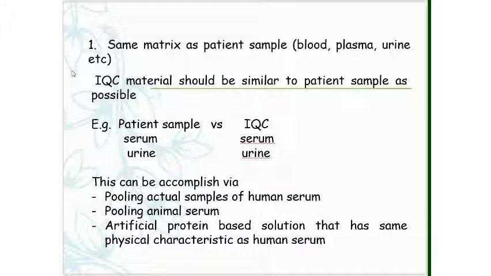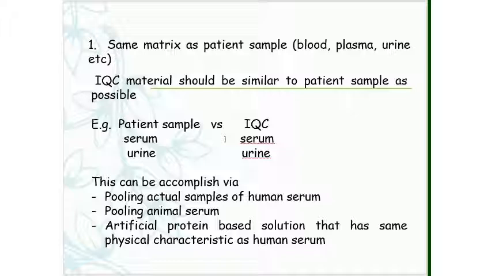So I will explain more on the QC properties. First, same matrix as patient samples, such as blood, plasma, or urine, and etc. So the QC material should be as similar to the patient sample as possible. For example, if the patient sample is in urine form, then the QC should be in urine form. If the patient sample is in serum form, then the QC sample should be in serum form.